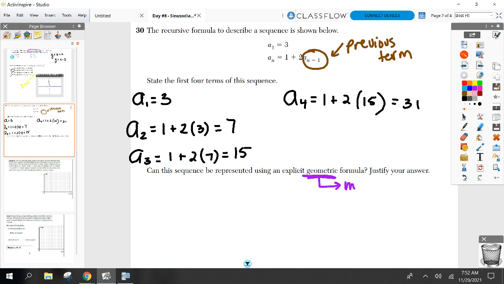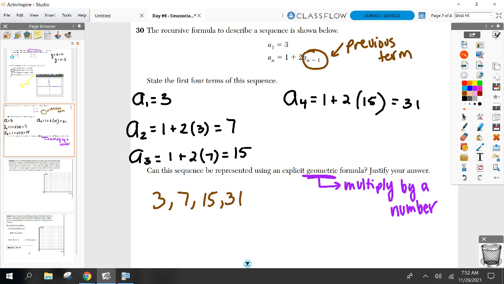multiply by a number, right? Arithmetic was adding a number. Geometric, multiply by a number. So it's asking, take our sequence, 3, 7, 15, 31. Is that geometric? Am I multiplying by the same number every time to get to the next? So 3 times whatever gives me 7. That same number multiplied gives me 15 and 31. Yes? No? Well, let's find out.